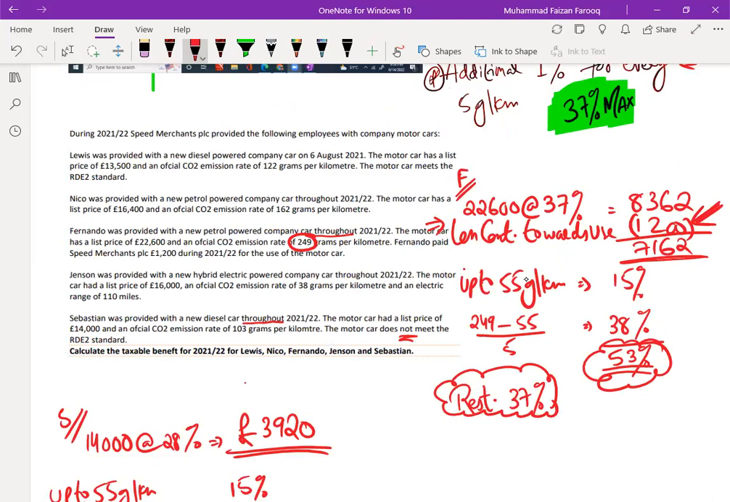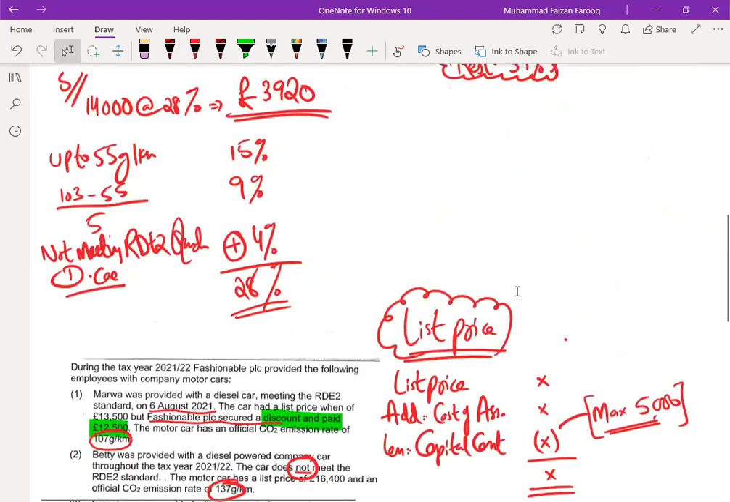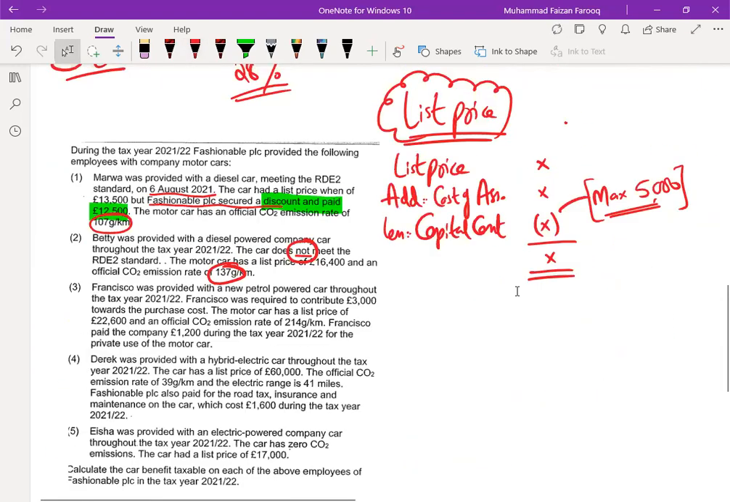Yes. Okay, like 1,200 during the use of the car. Use of the car is contribution towards use. Purchase of a car is capital contribution. How are we going to distinguish? Just read note number 3, please. Read it.